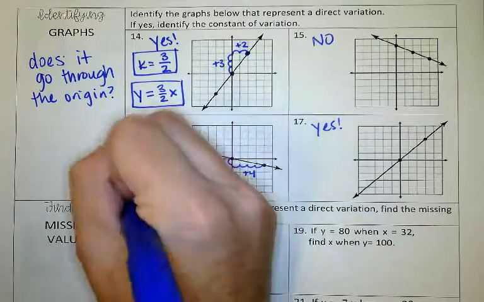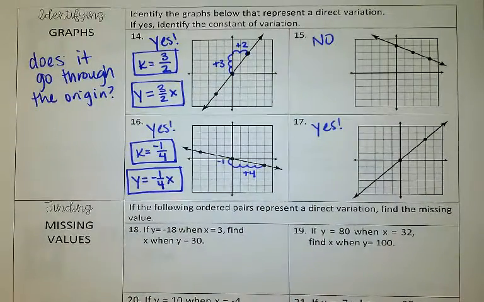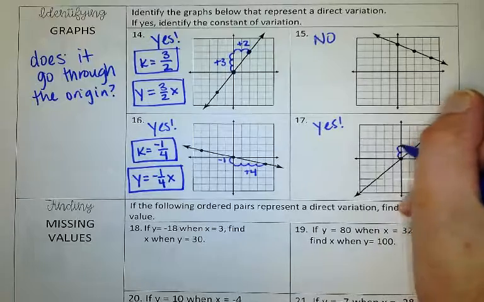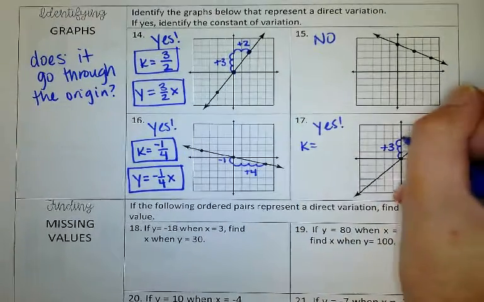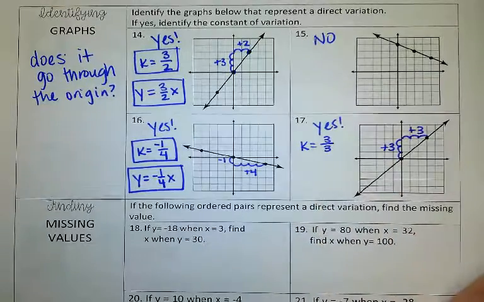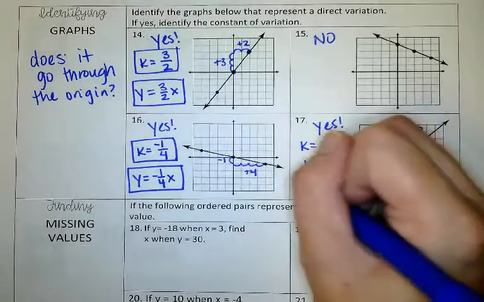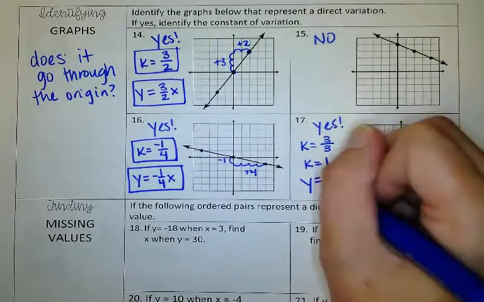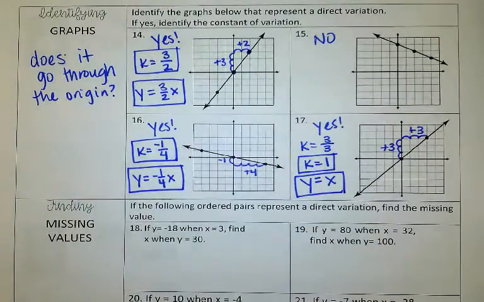Do y'all feel good about that? Awesome. What about this one over here? My k would be equal to plus 3 over plus 3. So that's 3 over 3. So what is k equal to? 1. So my equation would be y equals 1x, or just y equals x. Do you guys feel good about that? So we have identified the correct ones on all of these.